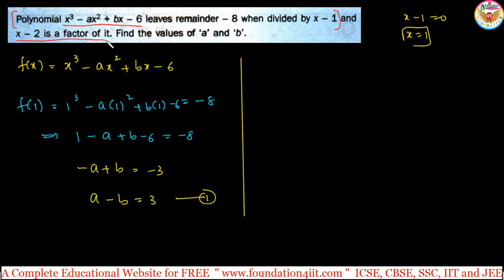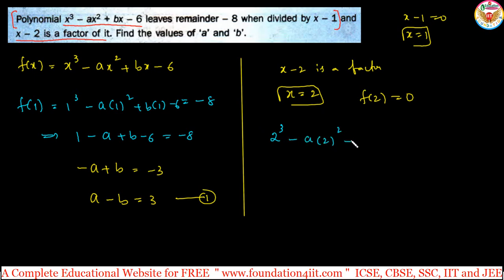Now, x minus 2 is a factor of it. Since x minus 2 is a factor, as per the factor theorem, x is equal to 2. So f of 2 is equal to 0. So f of 2 must be 0. Let us substitute 2 in this. Wherever x is, we substitute 2. So 2 cube minus a into 2 square plus b into 2 minus 6 is equal to 0. Because it is a factor, 8 minus 4a plus 2b minus 6 is equal to 0.